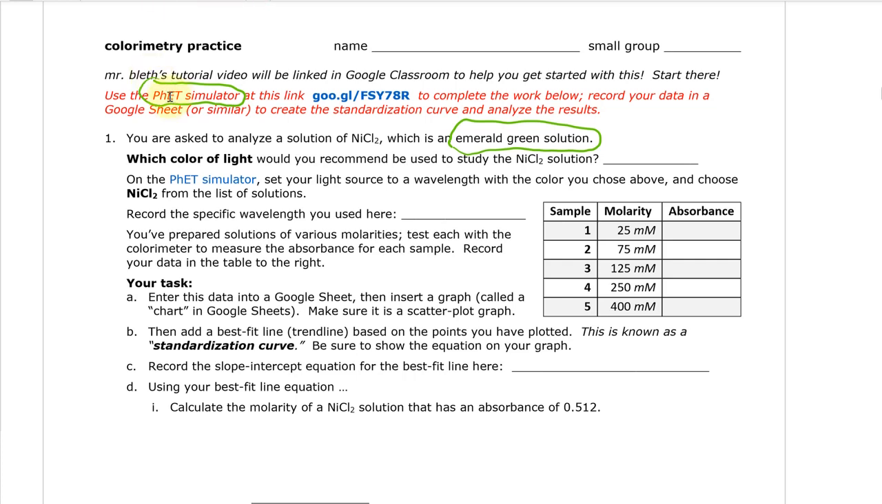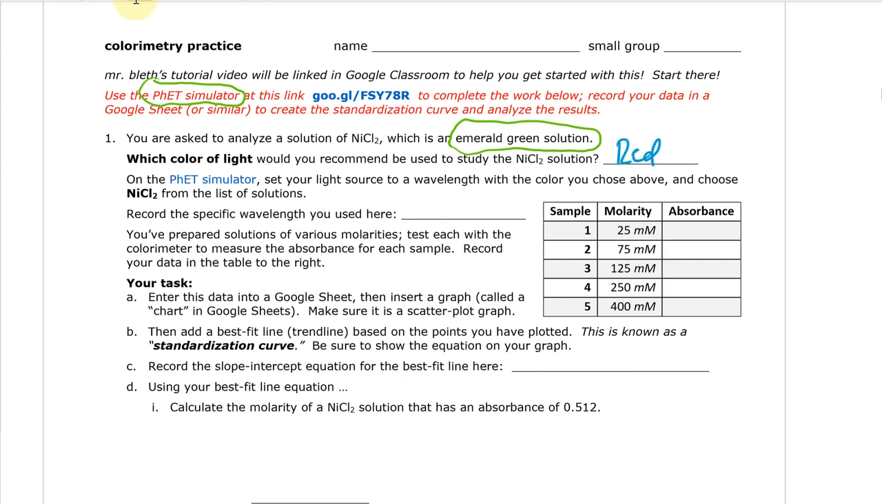So let's get started here with some data. It says here in the first question, you're going to analyze a solution of nickel chloride, which is emerald green. Which color of light would you recommend to be used to study the nickel chloride solution? Well, remember, in our ROYGBIV color wheel, across from green was red. So we're going to use red.